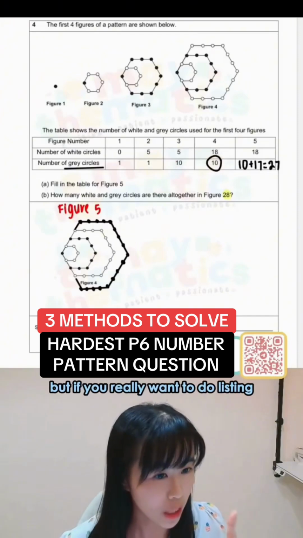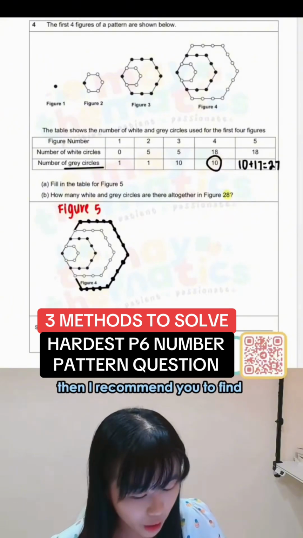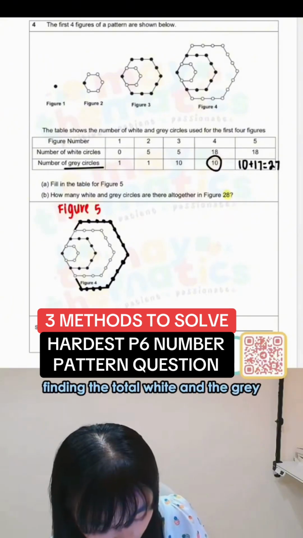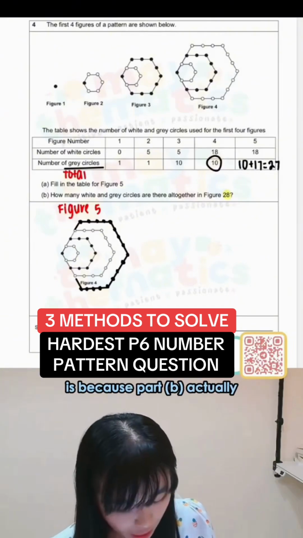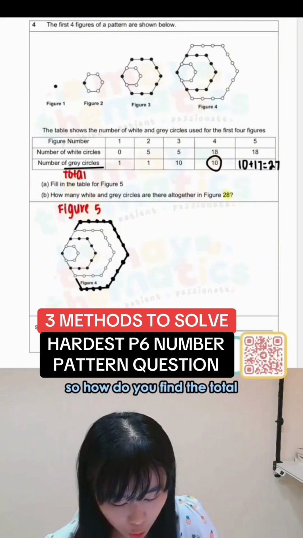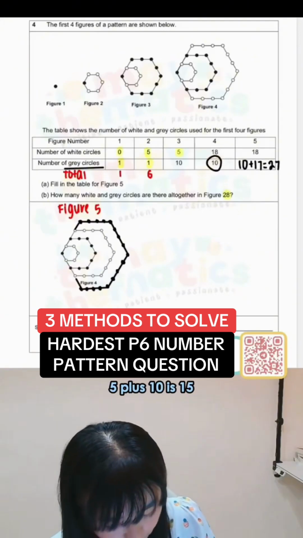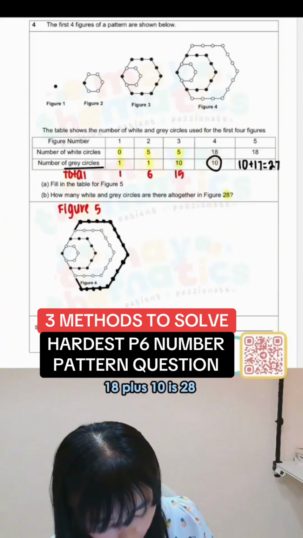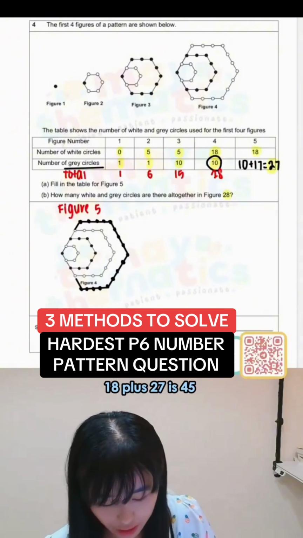But if you really want to do listing, to make use of the numbers to get that answer, right, then I recommend you to find one more thing, which is finding the total. White and the grey. And why I will think of this, right, is because part B actually they ask for white and grey. So how do you find the total? You will take 0 plus 1 is 1. 5 plus 1 is 6. 5 plus 10 is 15. 18 plus 10 is 28. 18 plus 27 is 45.